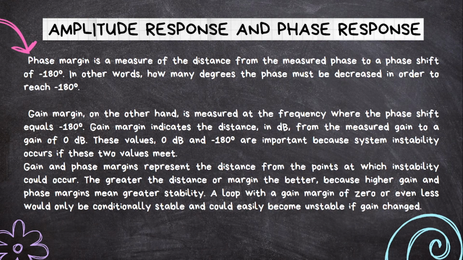Gain and phase margin represent the distance from the point at which instability could occur. The greater the margin, the better, because higher gain and phase margin mean greater stability. A loop with a gain margin of 0 or even less would only be conditionally stable and could easily become unstable if the gain changes. So that's all for my part.